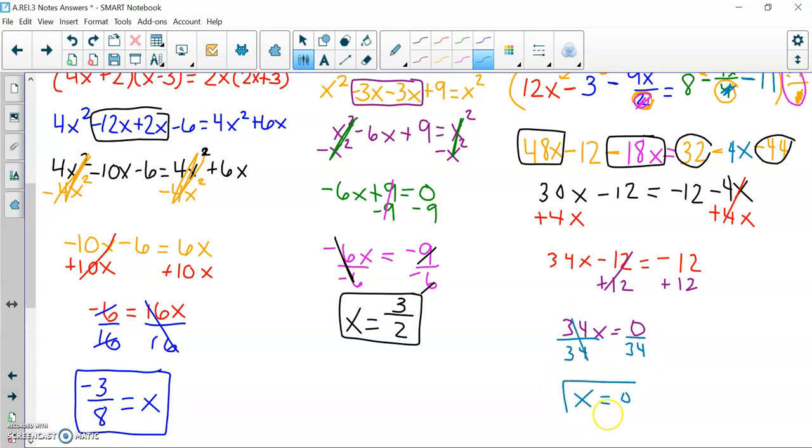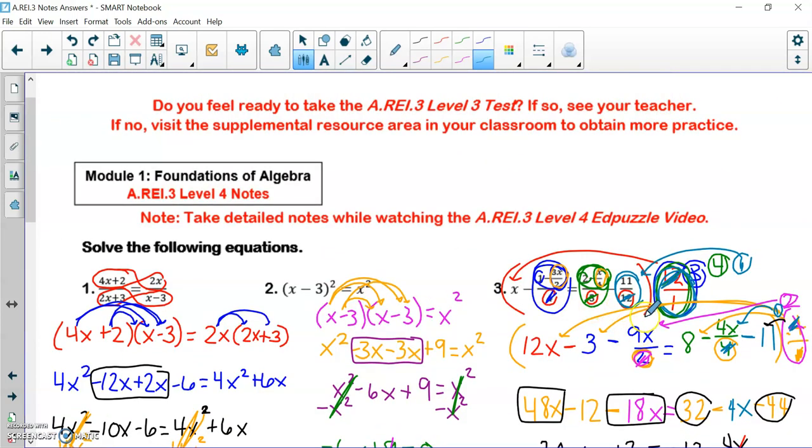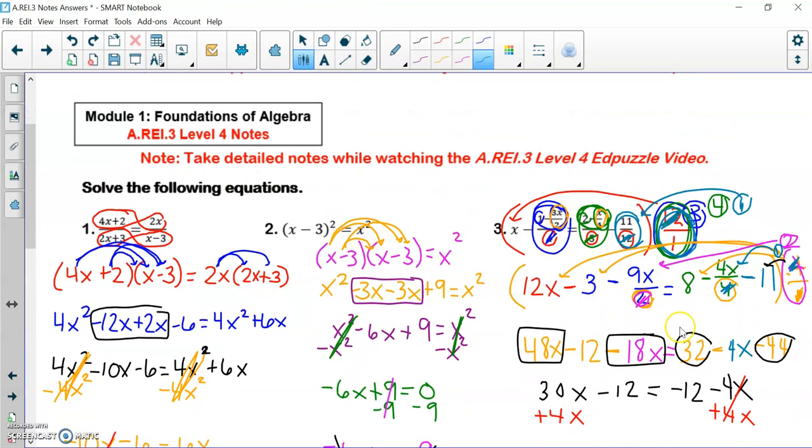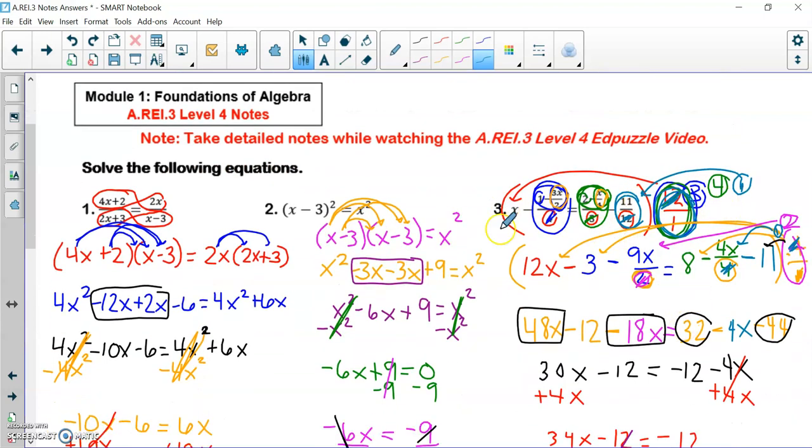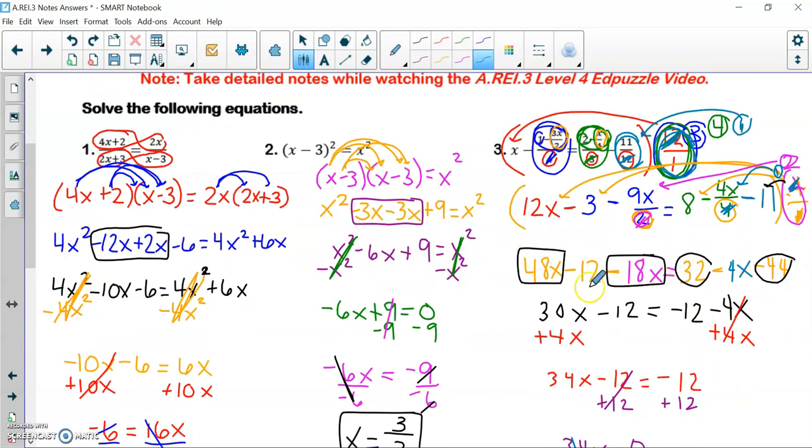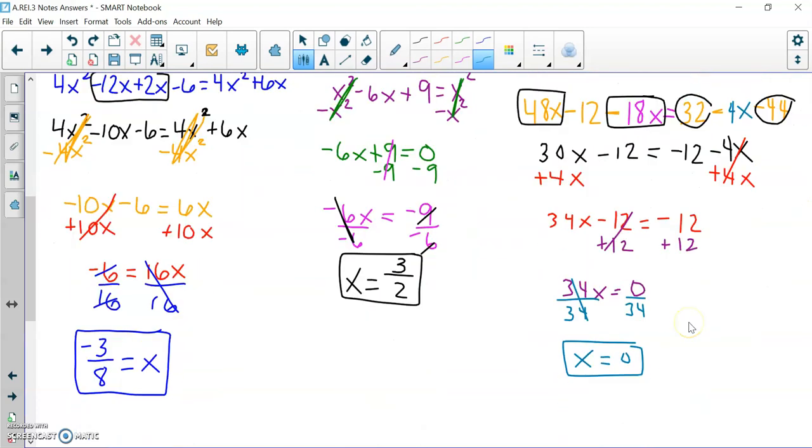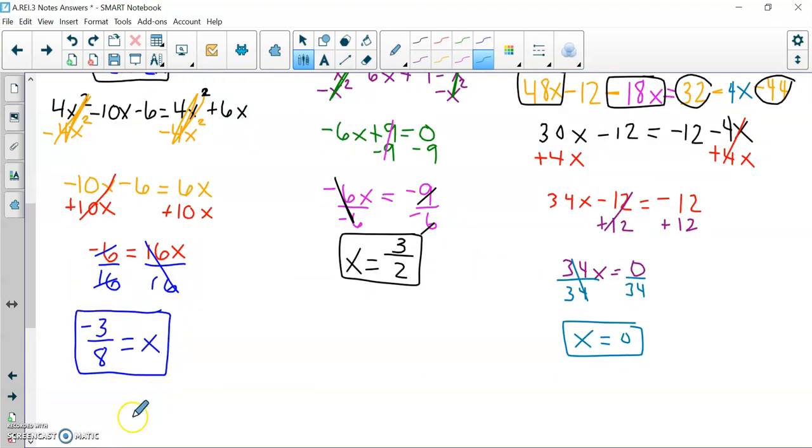And that's it. Now there are many different ways to do this problem. I just showed you one way. And that one way that I showed you, I worked on eliminating my fractions to get an equation that looks like something we've dealt with before. All right, that brings us to the end of this lesson.